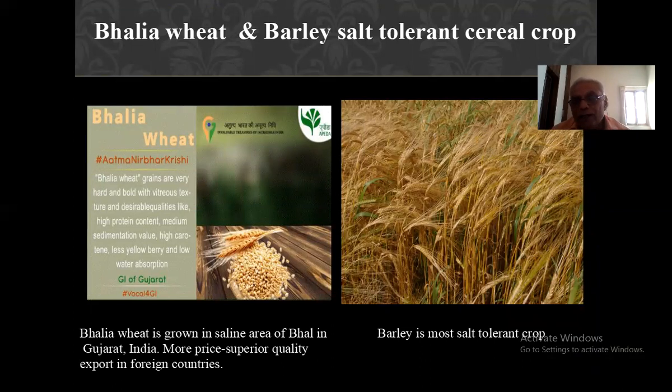Bhalia wheat and barley are salt tolerant cereal crops. I am located at Anand, and about 70 to 80 kilometers away there is the Bhal area. In Bhal area, they grow the Bhalia wheat. I told you that it is a salt resistant crop. Similarly, barley is also a salt resistant crop. Bhalia wheat is grown in the winter season. It is grown in the saline area of Bhal in Gujarat, India, with a higher price and superior quality, and is exported to foreign countries.